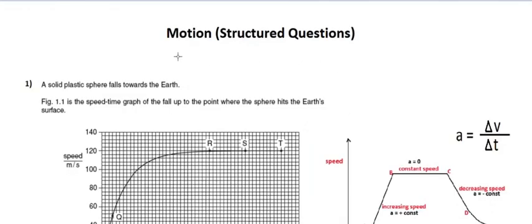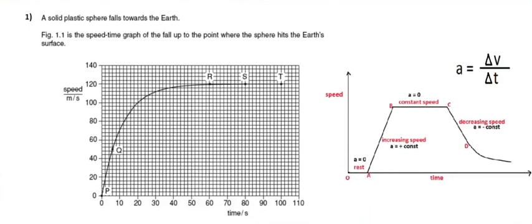Now we will see the structure problems in motion. So you can see here question number 1. A solid plastic sphere falls towards the earth, and figure 1.1 is the speed time graph of the fall to the point where the sphere hits the earth's surface. And question number 1 is: describe in detail the motion of the sphere shown by the graph.